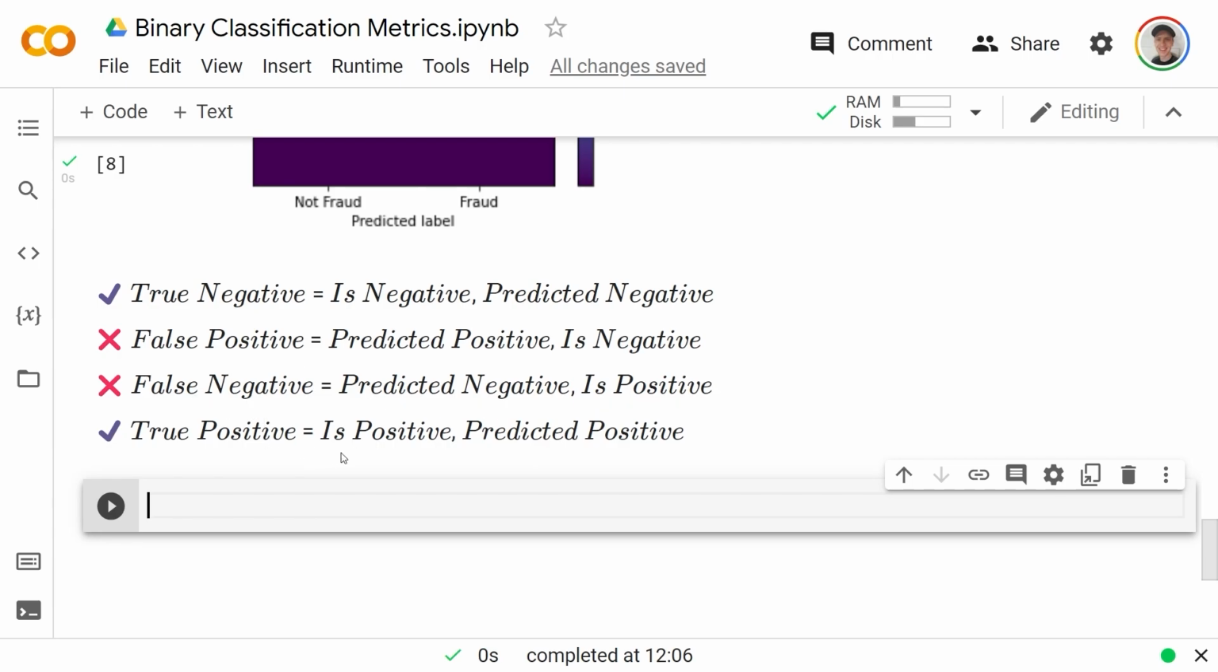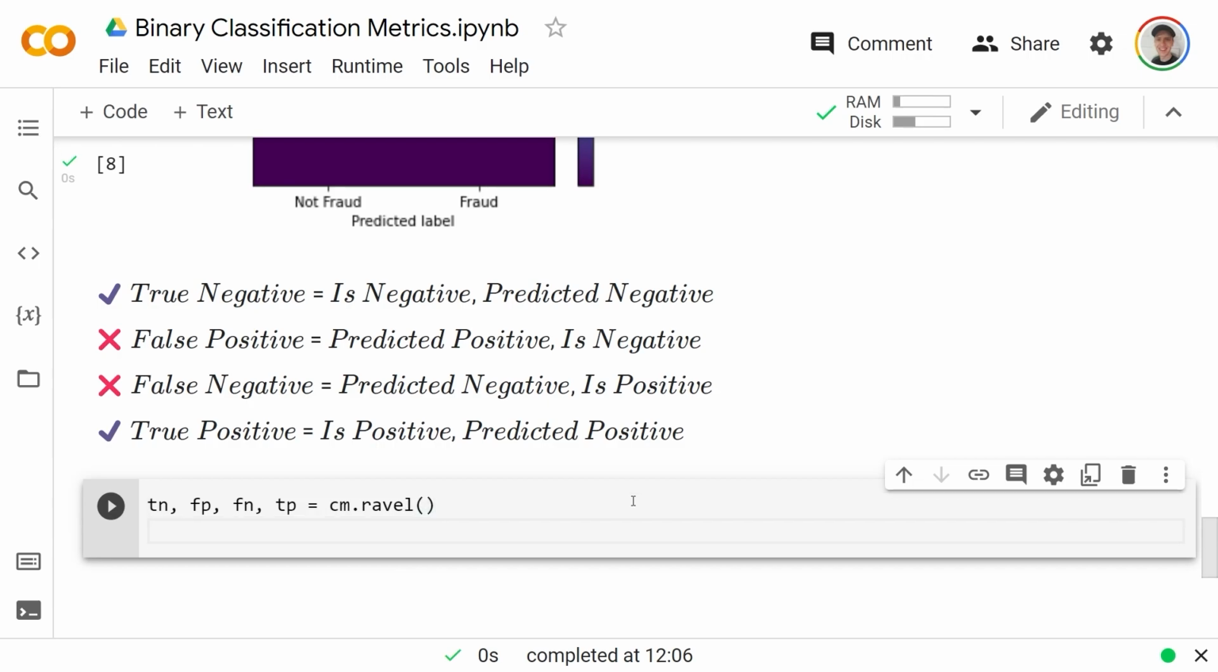And true positive means it is positive and we predicted positive. Right, right, wrong, and wrong. Those 4 numbers form the basis for every metric we're going to look at. We can get them with true negatives, false positives, false negatives, true positives is equal to cm.ravel. That's really just taking the values out of our confusion matrix.